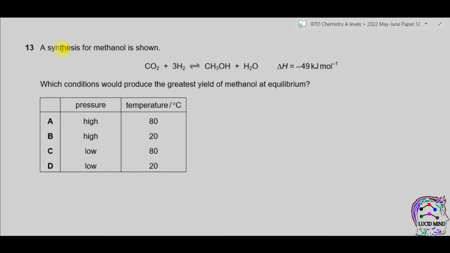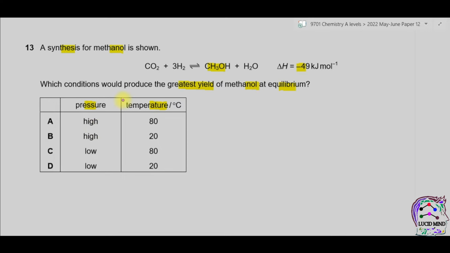Question 13. A synthesis for methanol is shown. We have CO2 reacts with hydrogen to form methanol and water. The enthalpy change is negative as it is an exothermic reaction. Which conditions would produce the greatest yield of methanol at equilibrium? You have to find out the values of pressure and temperature.